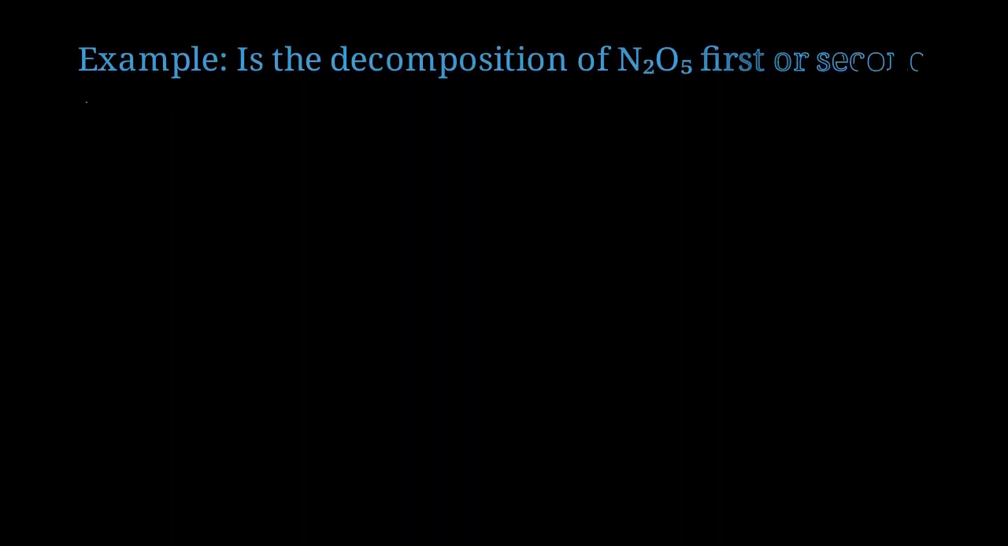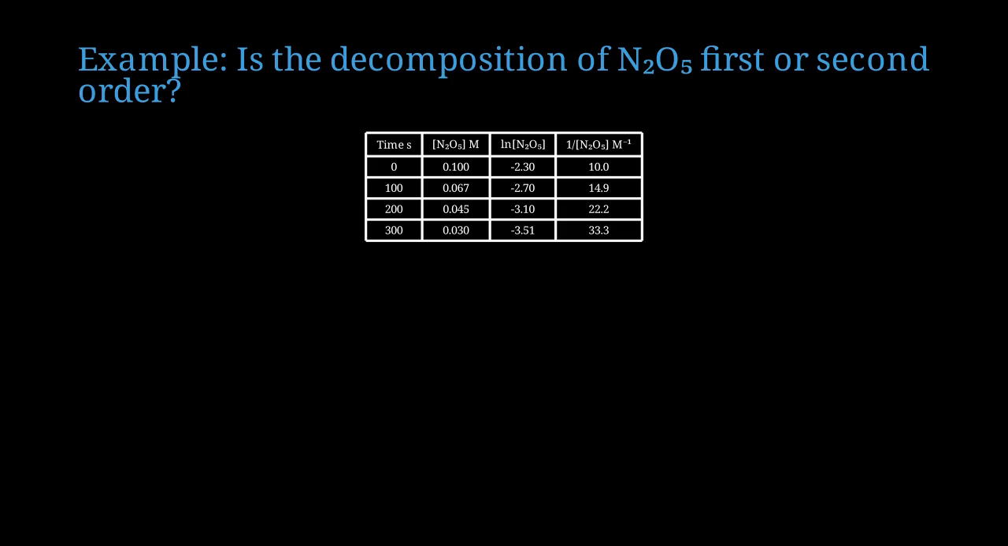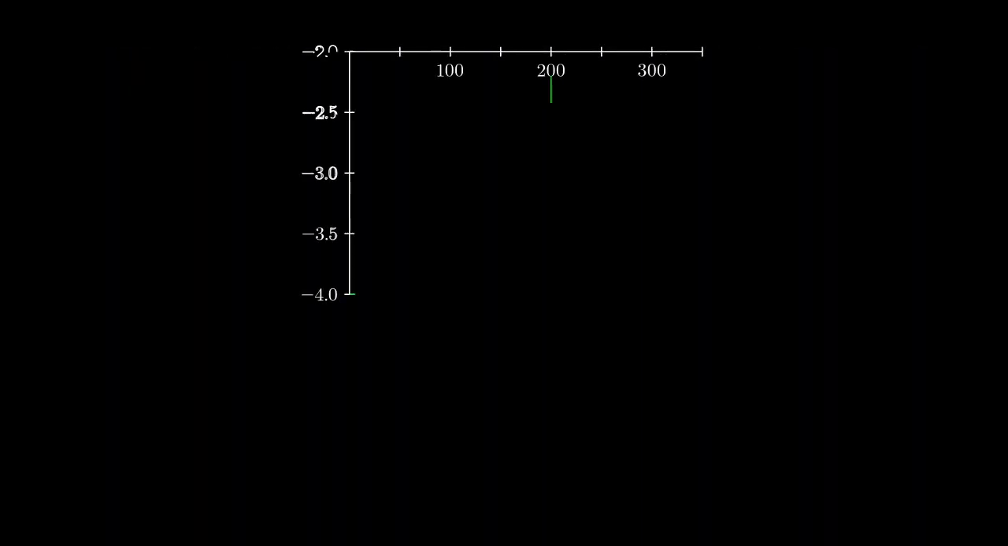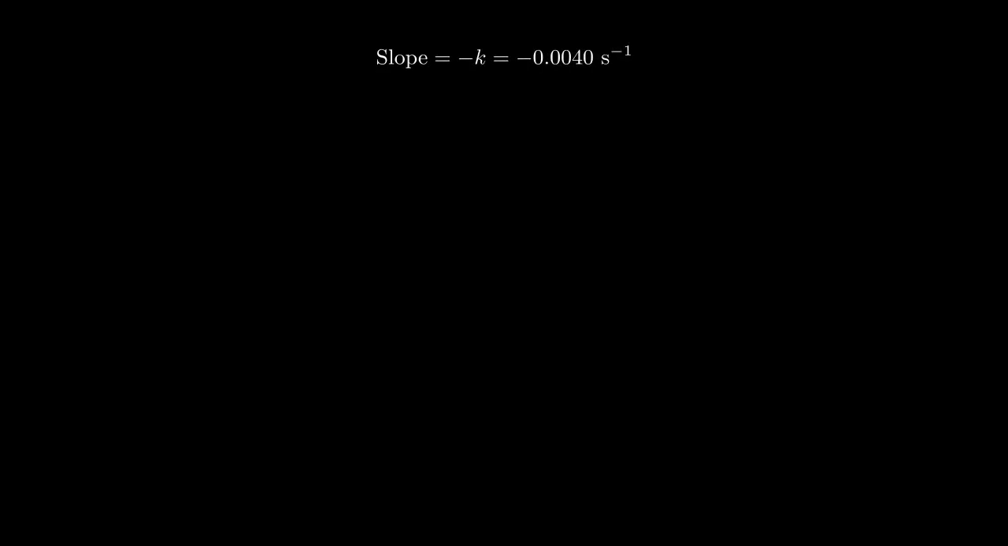Let's apply this method. Consider the decomposition of dinitrogen pentoxide. We measure concentration at various times. Here's our data table with time, concentration, natural log of concentration, and 1 over concentration calculated for each time point. When we plot the natural log of concentration versus time, we get a beautiful straight line with a negative slope. This linear plot confirms the reaction is first order. The slope of this line is negative k. From the slope, we find k equals 0.0040 per second. This is our first order rate constant.